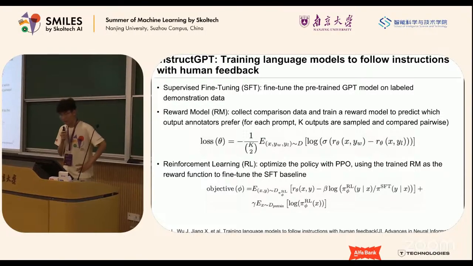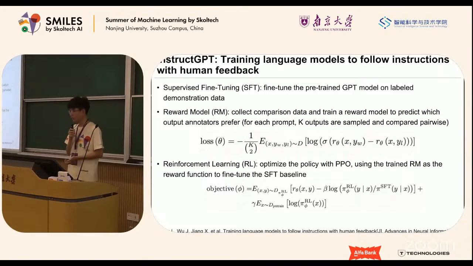Mathematically, this process involves training the SFT baseline, training a reward model using a pairwise cross-entropy loss, which maximizes the score of the preferred outputs over non-preferred ones. And finally, we optimize the policy using PPO. The PPO objective aims to maximize the reward while adding a KL divergence penalty to prevent the model from drifting too far from the initial SFT policy, as well as an optional pre-training gradient term to maintain general performance.